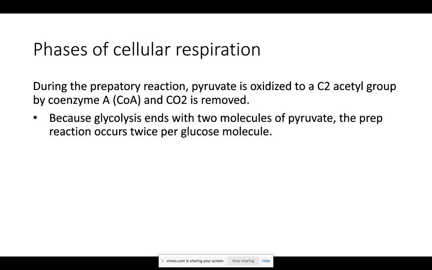After glycolysis, we have something called the preparatory reaction, in which you take that pyruvate molecule. Remember, we just said pyruvate was a substrate, and it's going to be oxidized. So it's going to lose electrons to something called an acetyl group. That might be over your head right now, but again, it's just going to yield something called acetyl-CoA.